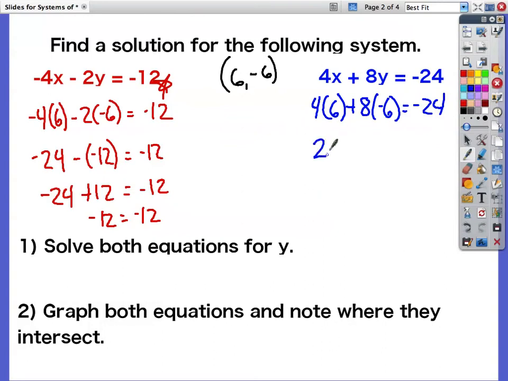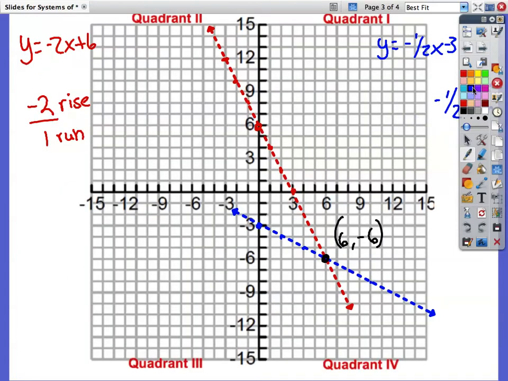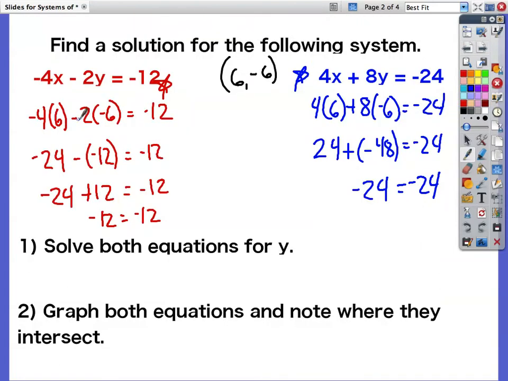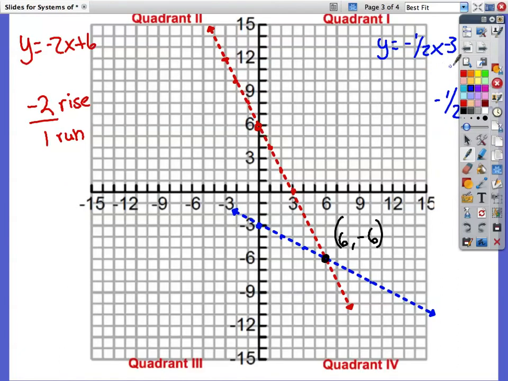So I'm going to check this one now. 24 plus a -48 equals -24. And similarly, this becomes obvious to us: -24 equals -24 when you simplify this left side of the equation. So the point worked for both equations. And because the point that we identified on the graph works for both equations, I can be extremely confident that this is indeed a solution. Because they're linear and they're straight lines, this is also going to be the only solution, because this is the only point at which the two lines will intersect ever.